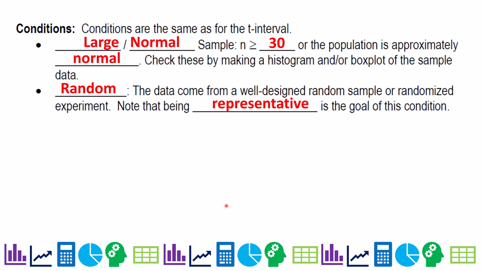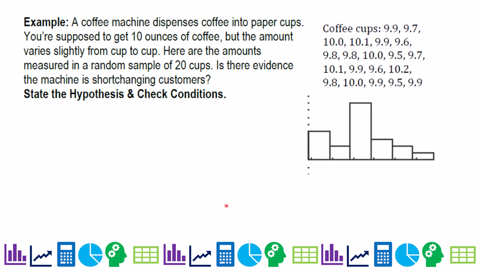So let's go ahead and we're going to look at two examples. We're going to do the beginning parts of our hypothesis test, which is create your hypothesis and check your conditions. So we have a coffee machine that dispenses coffee into paper cups. You're supposed to get 10 ounces of coffee, but the amount varies slightly from cup to cup. Here are the amounts measured in a random sample of 20 cups. Is there evidence that the machine is shortchanging the customers?